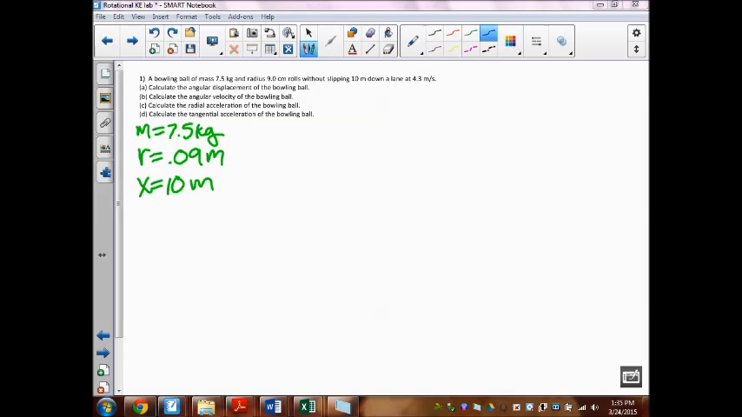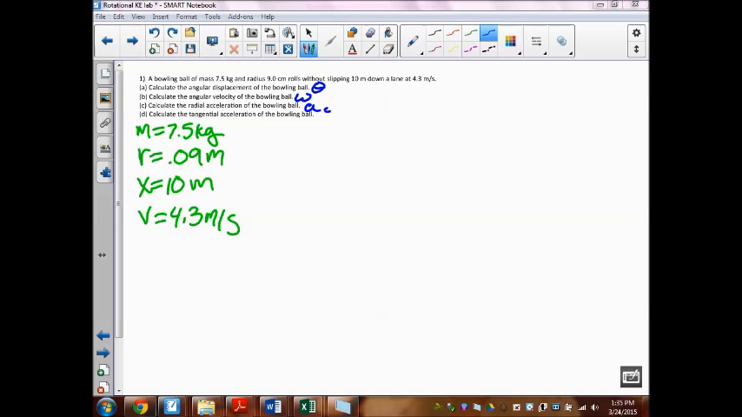So the first thing that I'm doing here is writing down what my variables are. I know the mass, I know the radius, I know my distance x, and I know my velocity. That's my linear velocity, 4.3 meters per second. The next thing that I'm going to want to do is write down what I'm solving for. So for A, B, C, and D, I'm going to put a variable right next to each one of those for what I'm solving for.